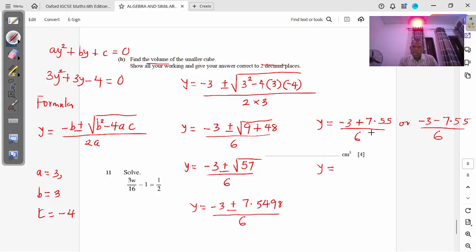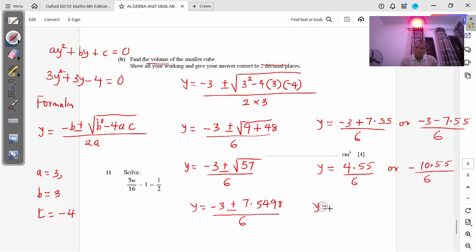The reason why I have these 2 answers is because of this plus and minus here. So you take the positive sign, that gives you this one, then take the negative sign, that gives you the second one here. So now we have 4.55 all over 6, or minus 10.55 all over 6.